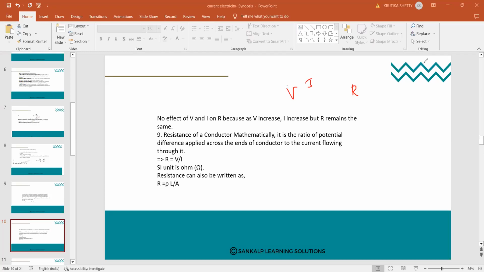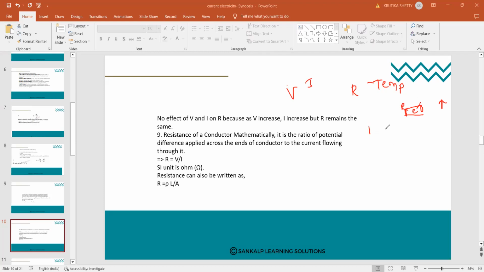Here the resistance of a given conductor is depending on, first, as we said, the temperature. Why does it depend on the temperature? When the temperature increases in a conductor, the motion of the electrons will be affected. Because of that reason, the resistance value will vary here.